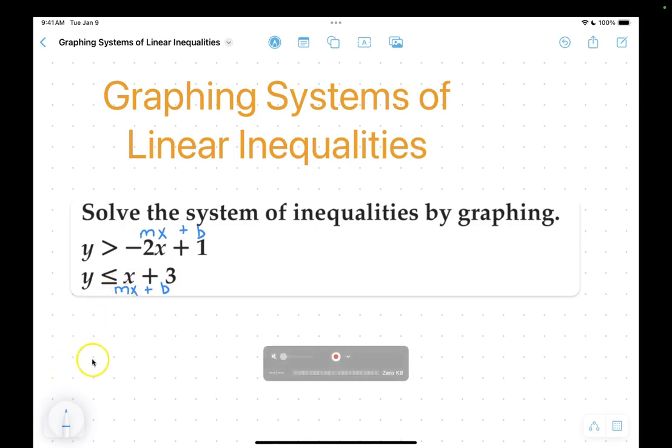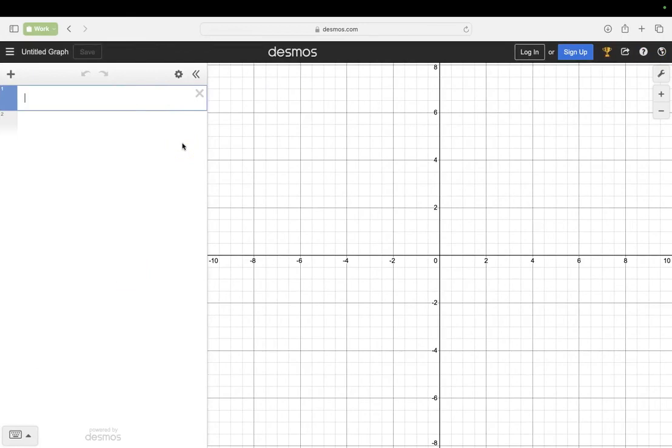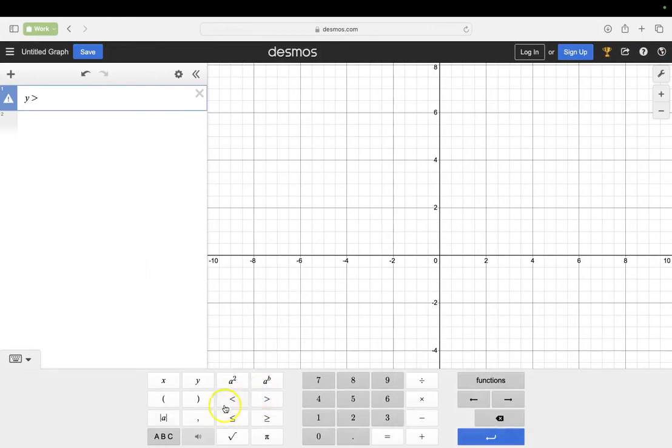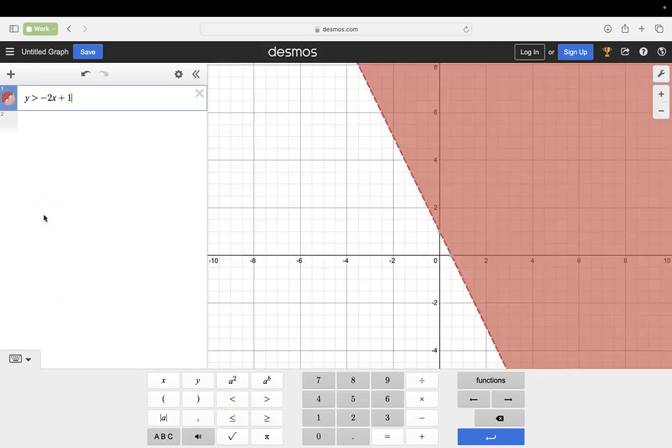So I'm going to use Desmos for the demonstration today. So I'm going to slide over to Desmos. And I'm going to put in the first inequality, y is greater than. On the Desmos calculator, it has the greater than or equal to symbols right here, or you can just use the key on your keyboard to do it. Negative 2x plus 1. And so as expected, we've got our line with the shading. It is greater than, so it's shaded above the line. And because it's greater than and not greater than or equal to, it is a dotted line. So anything that is in this shaded area right here is a solution to this inequality.